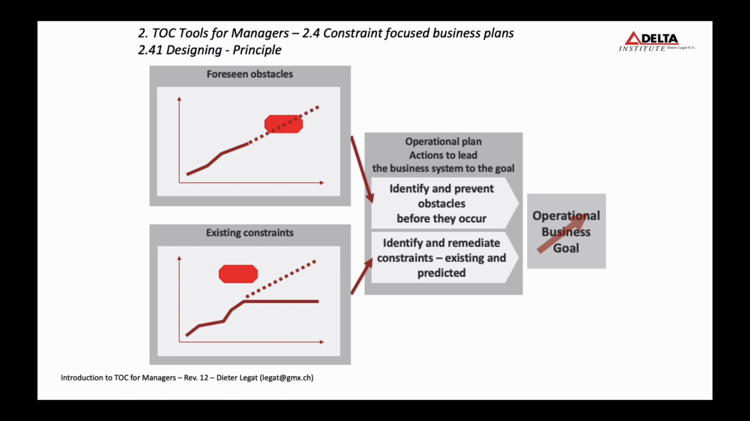Now to management tool number 4, constraint-focused business plans. Such plans contain the vital few projects for our business to achieve our goal. If we are lucky, our system is not constrained and we can focus on removing foreseen obstacles. If our system is constrained, however, we must in addition focus on resolving that constraint.